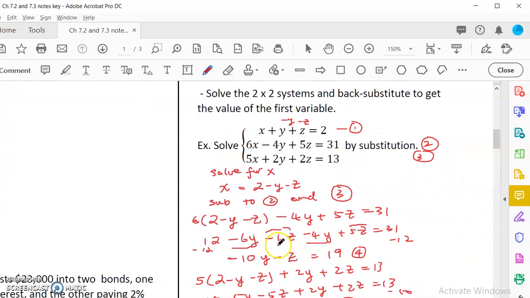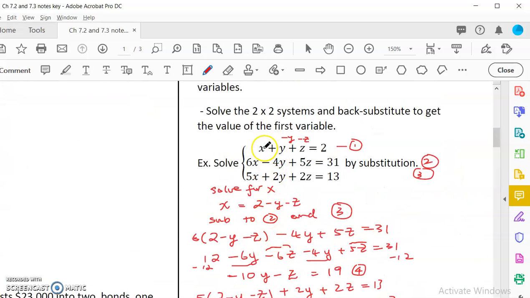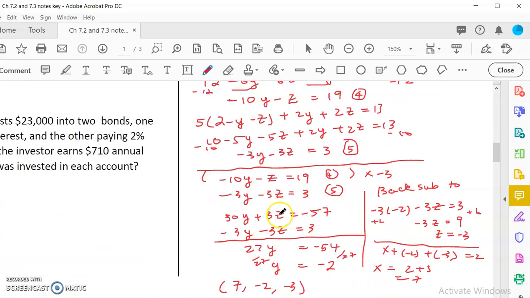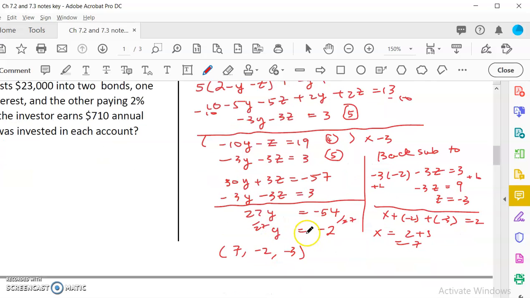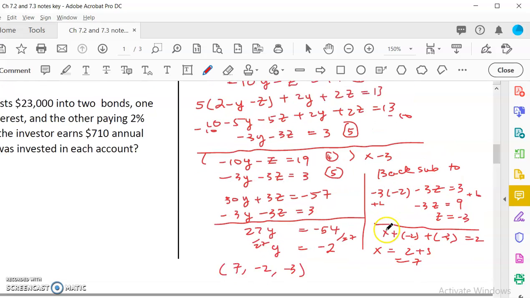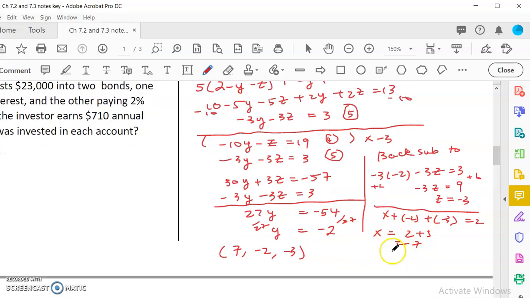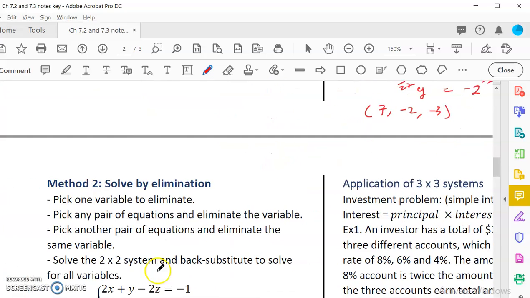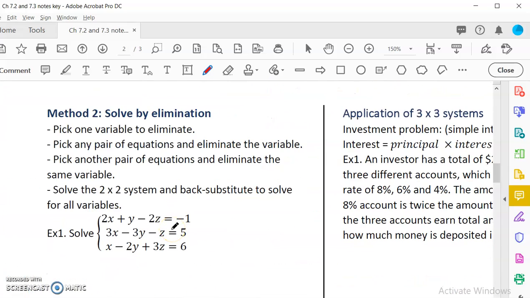All in all, what you do is you eliminate X by solving for X equal to something and then plugging into the other two. You have a 2 by 2 system. You solve this 2 by 2 system to get Y and Z, and then you back substitute into the original to get X. That is called the substitution method. And of course, we also have the elimination method.